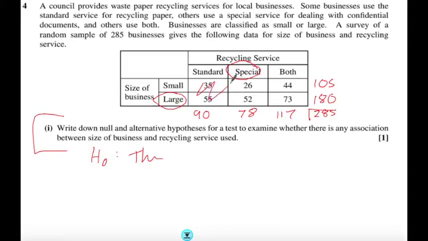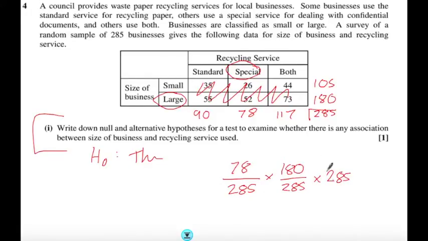Right, so really now we can forget about all these values and we want to know, if we assume there's no association, how many businesses would we expect to be in this cell? Well, there's 78 businesses use a special service out of 285. So the probability to use the special service is this. The probability that also a large business is 180 out of 285. So that's the probability any one business will be in this cell. And then we times it by 285 because there's 285 businesses we're testing, basically.